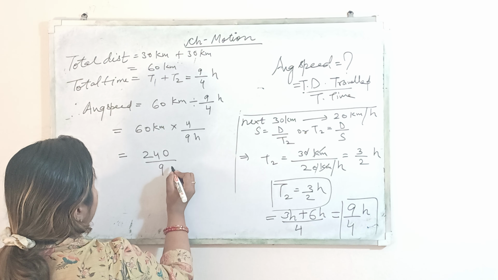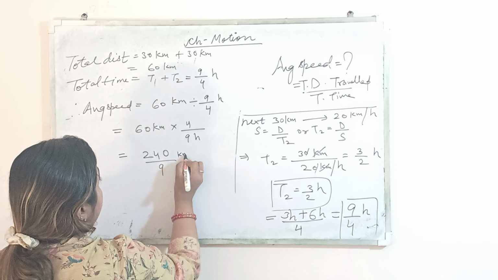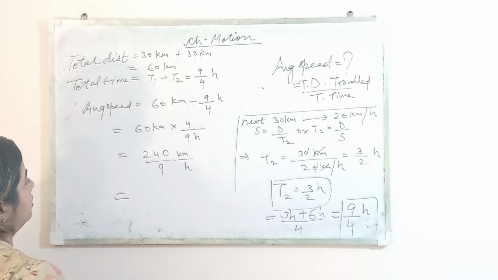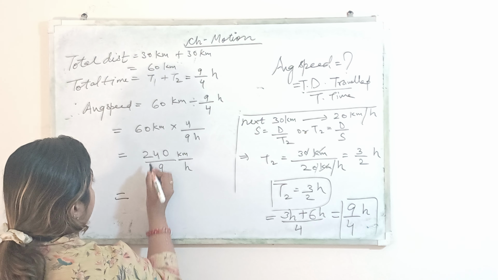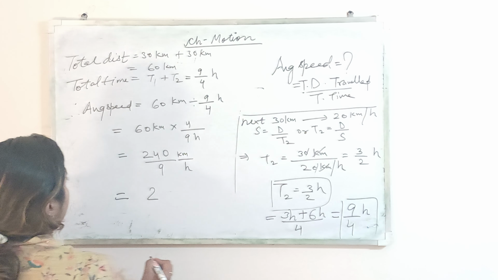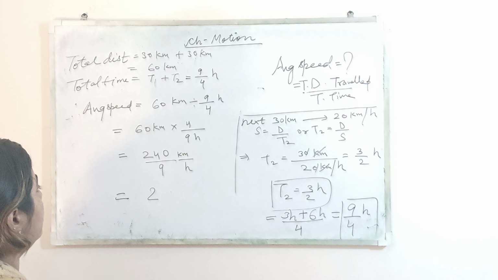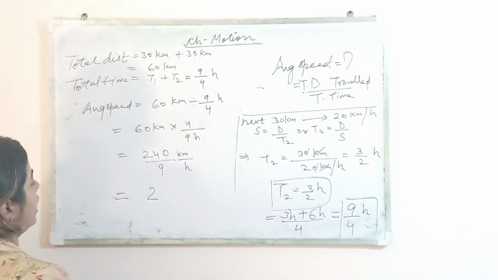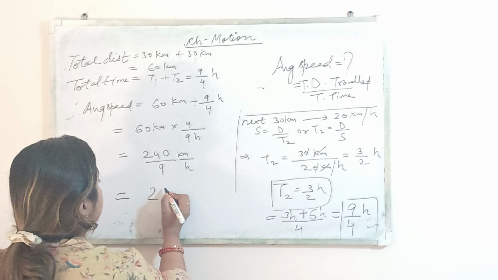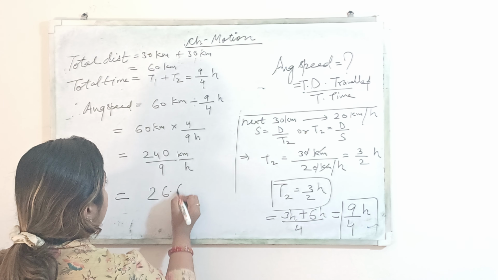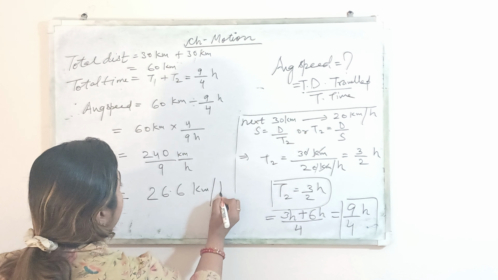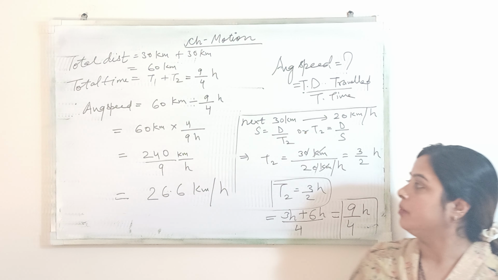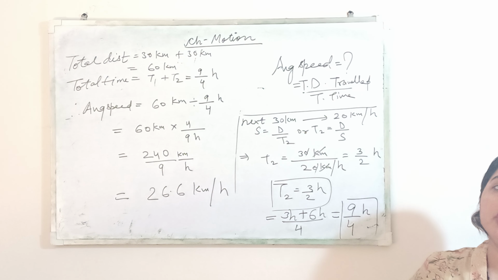That will become 240 upon 9 kilometer per hour. You will divide it, how much? 9 2s are 18, 9 2s are 18, then 26.6 kilometer per hour. Okay children, 26.6 kilometer per hour is the average speed of the body.